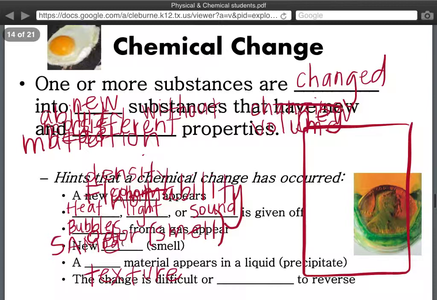If you have a new odor or a new smell, or if a solid material appears in a liquid, called a precipitate, and we talked about that, we looked at that in our vocabulary yesterday. If the change is difficult or impossible to reverse, chances are you have a chemical change. These are all hints that a chemical change has happened, that you have a new substance with new properties.